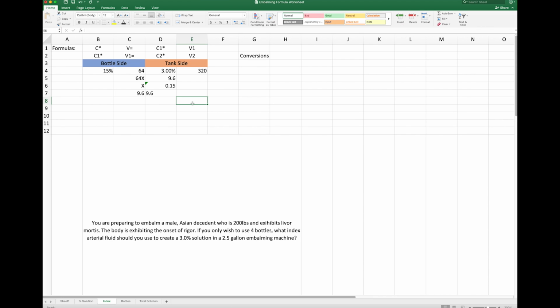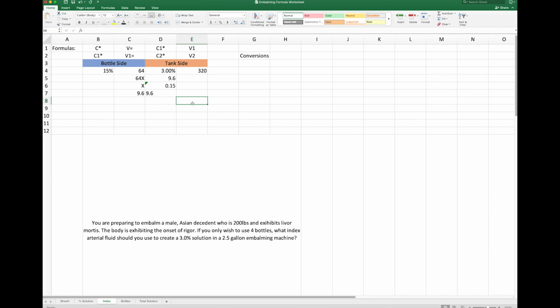Would this be something that is usable? So you're preparing to embalm a male Asian decedent who is 200 pounds and exhibits livor mortis. The body is exhibiting the onset of rigor. Well, now we have a problem, right? So there is this old rule, which is pretty good. It's a rule of thumb, which is for every 50 pounds, you should inject 1 gallon of appropriate preservative solution. In this case, we have a 3% solution, which is higher than normal, and we're putting in 2.5 gallons. So if we do the math, we need about 4 gallons of a regular.